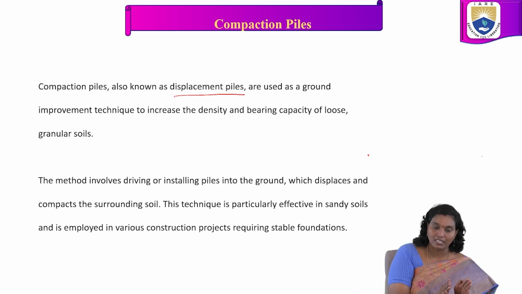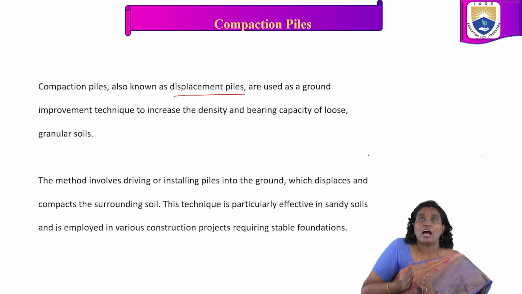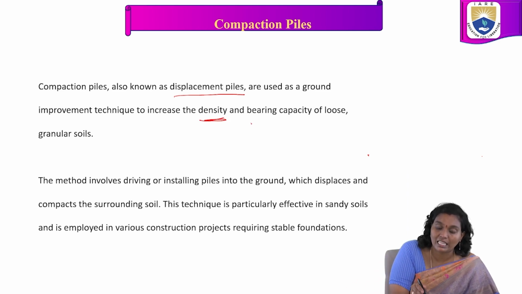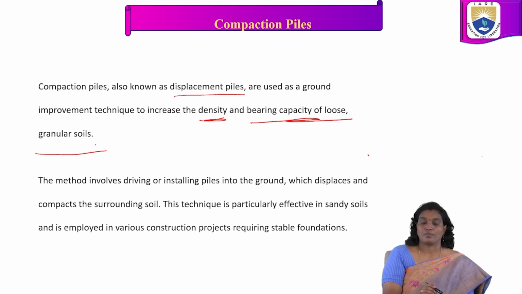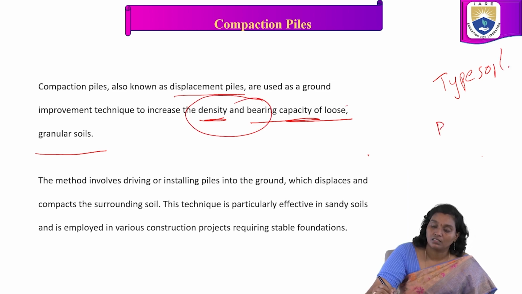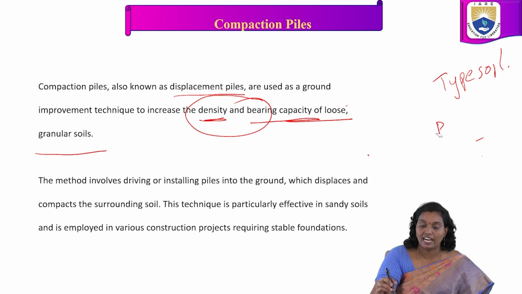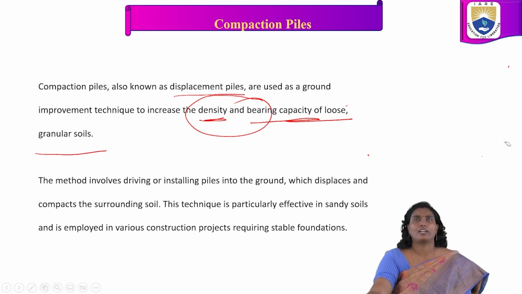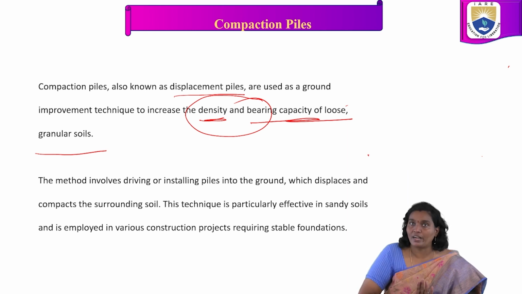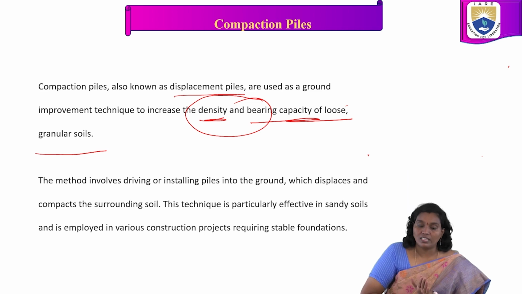Coming to these compaction piles, also known as displacement piles, they are used as a ground improvement technique to increase the density and bearing capacity of loose and granular soils. The type of soil plays a role, and so do the properties of soil. For choosing the ground improvement technique, these are also important parameters. So compaction piles are for loose granular soil types.